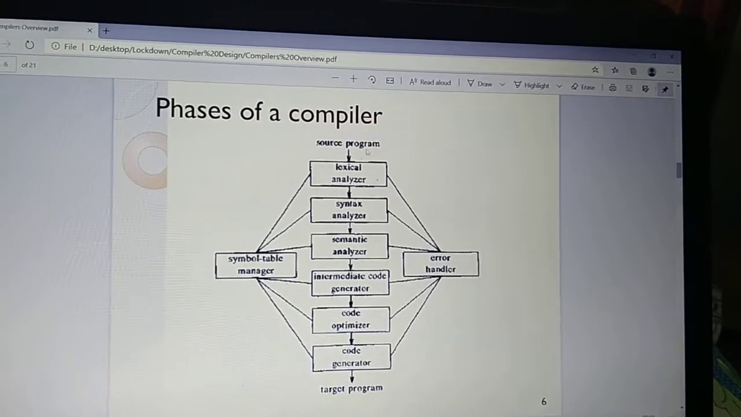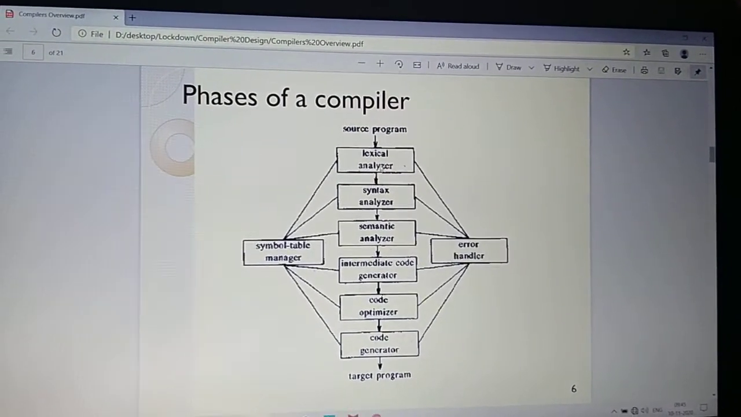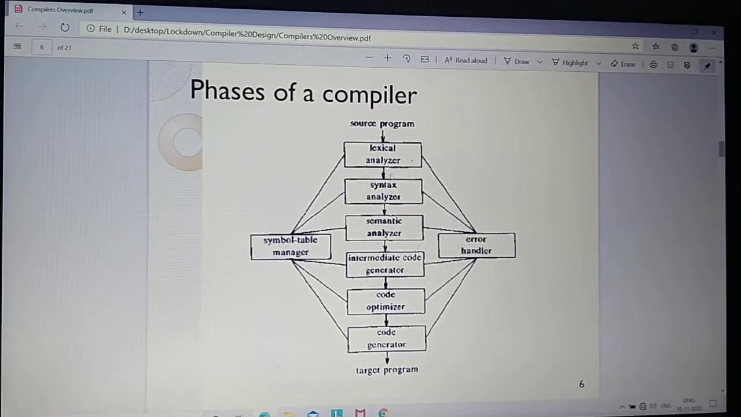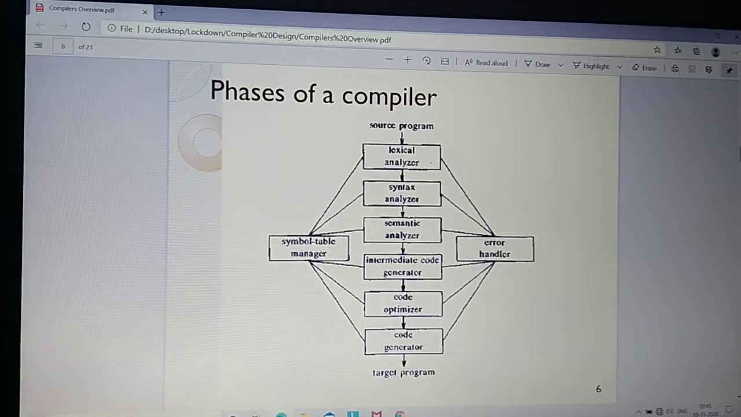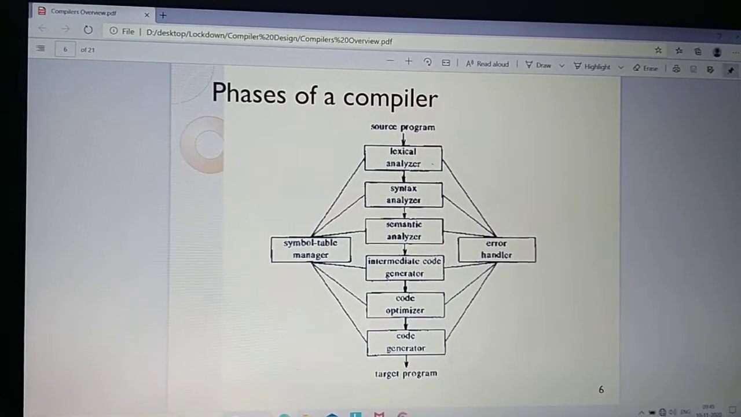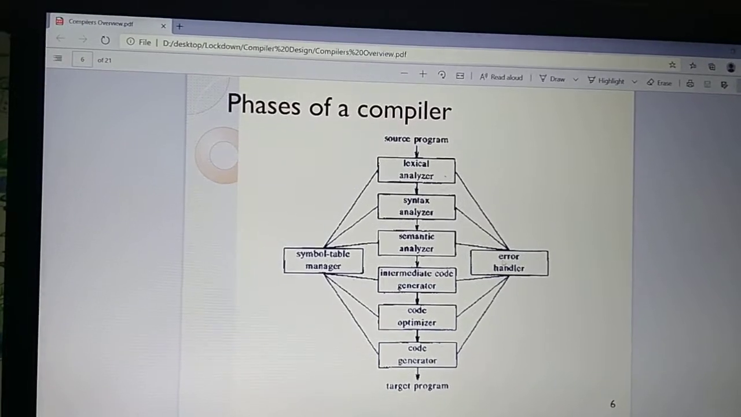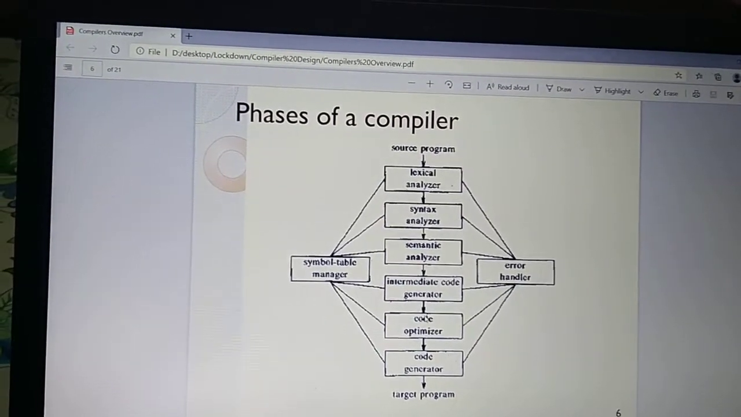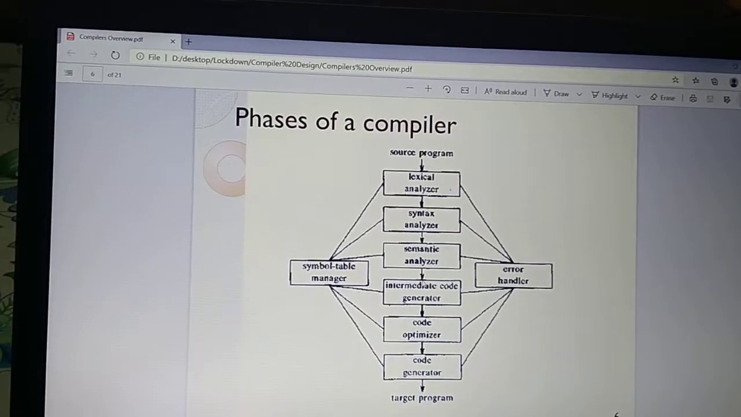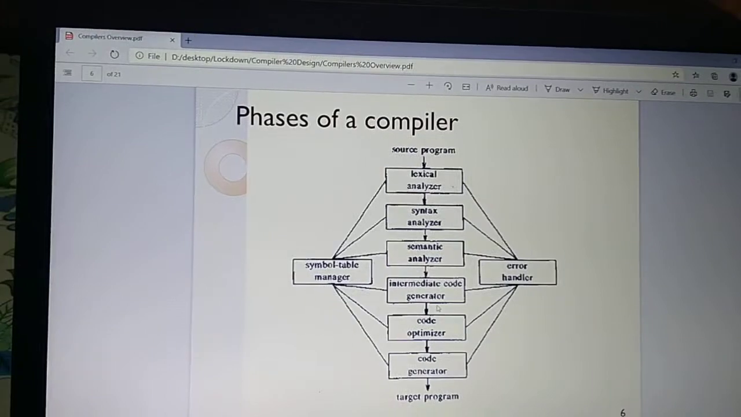The source program is given to the first phase of the compiler, that is the lexical analyzer phase, and the code generator phase generates the target program. The error handler program is attached to all the phases of the compiler, and the related error messages are generated in each phase of compilation.